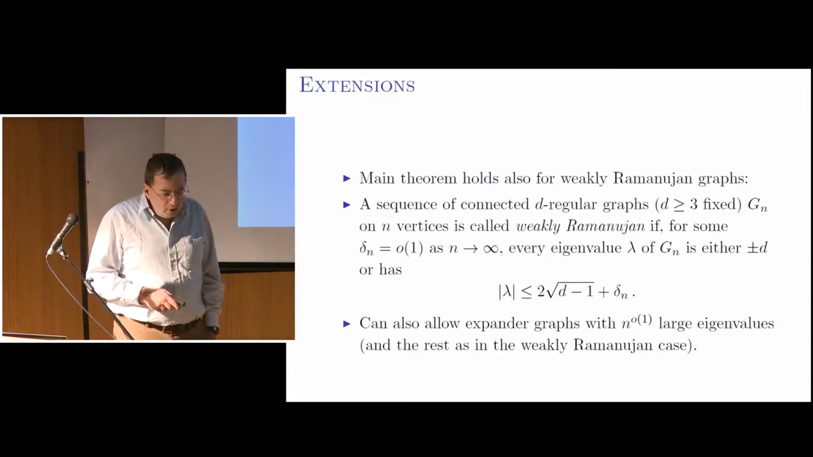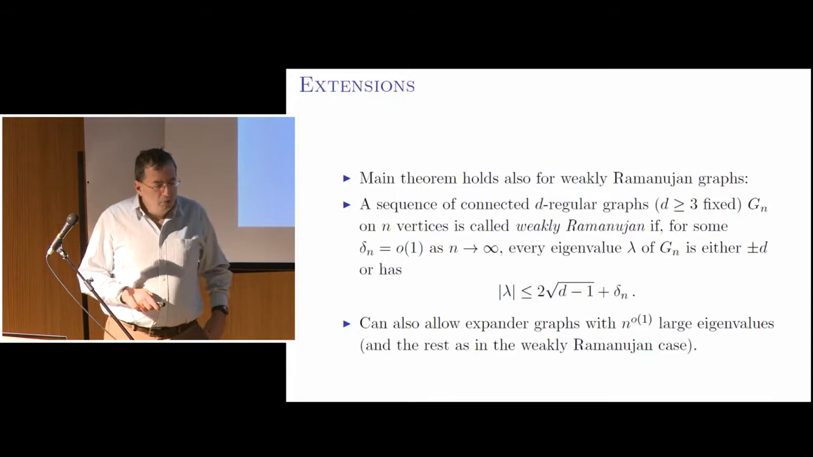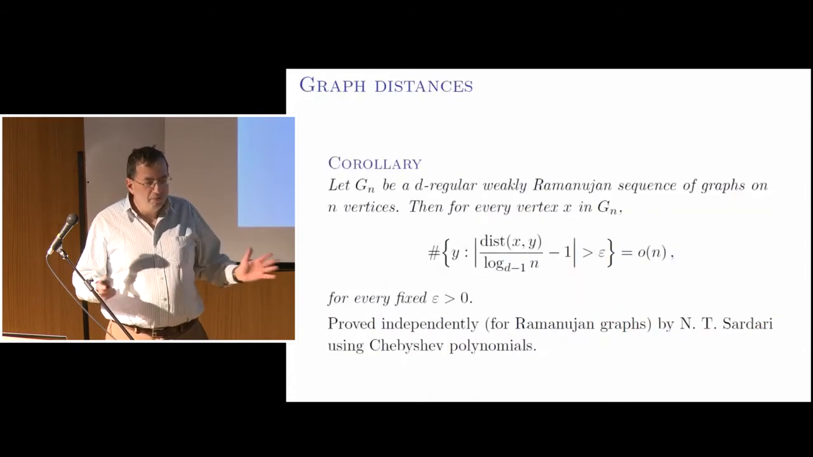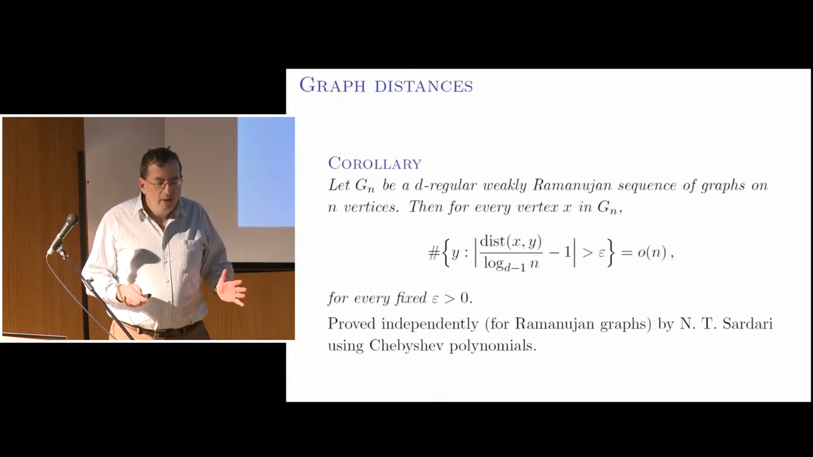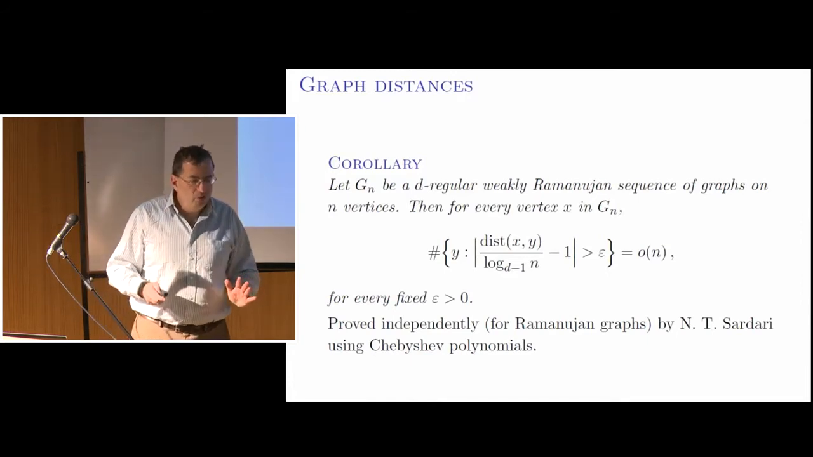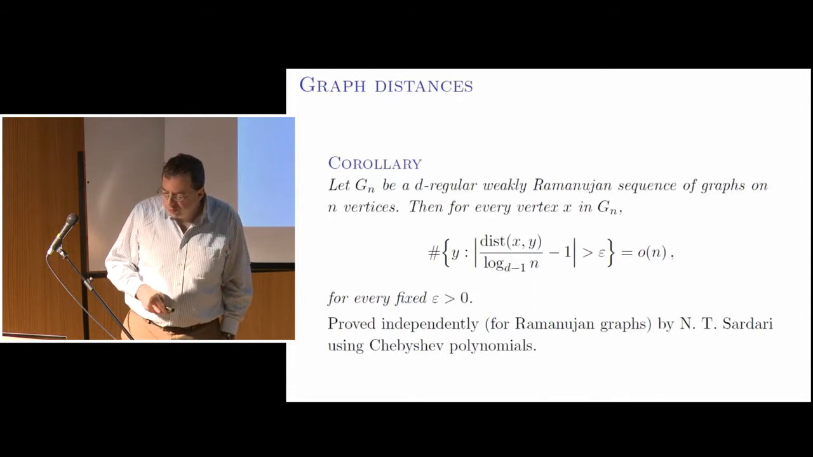One can also allow some violations of the Ramanujan condition, so we can have any subpolynomial number of eigenvalues that are away from the Ramanujan interval, as long as the graph is still an expander, so they can't stick to D, but as long as they're bounded away from D, they can be arbitrarily large, and their number should be n to the little o of 1, then the theorem still goes through.